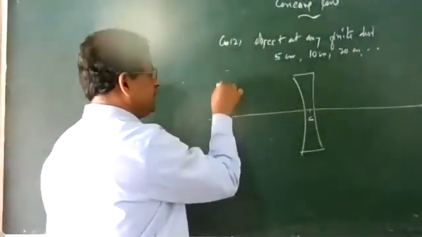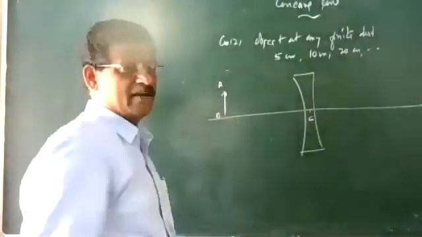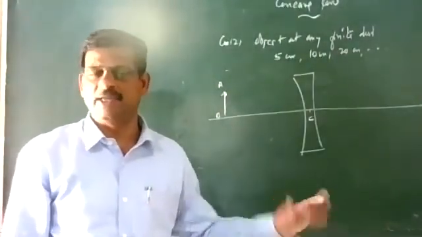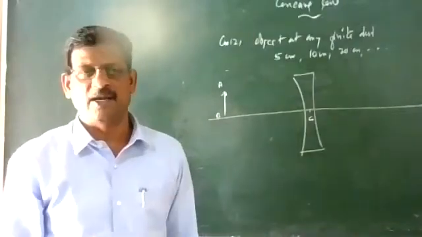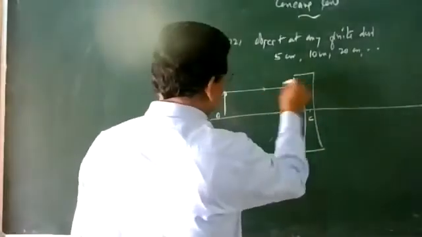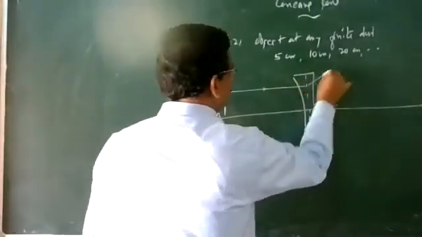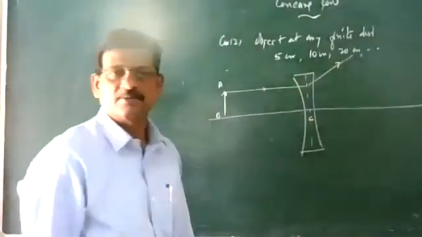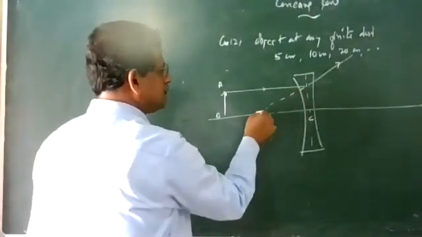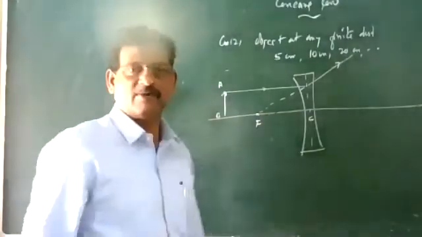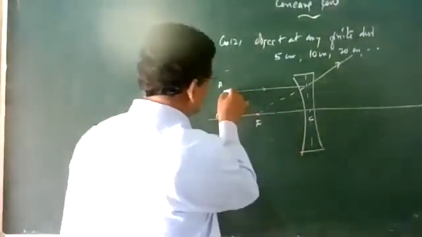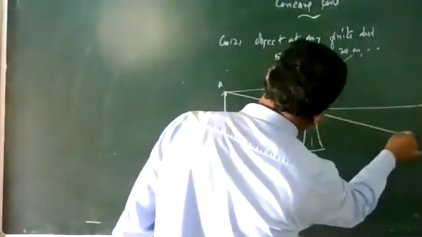Object is here, AB, anywhere. It can be one focal length away, two focal lengths away, in between, anywhere. No problem. We generally say any finite distance. One ray parallel to the axis, after refraction, diverges and appears to come from the focus. Another ray passing through the optic center goes without any bending.